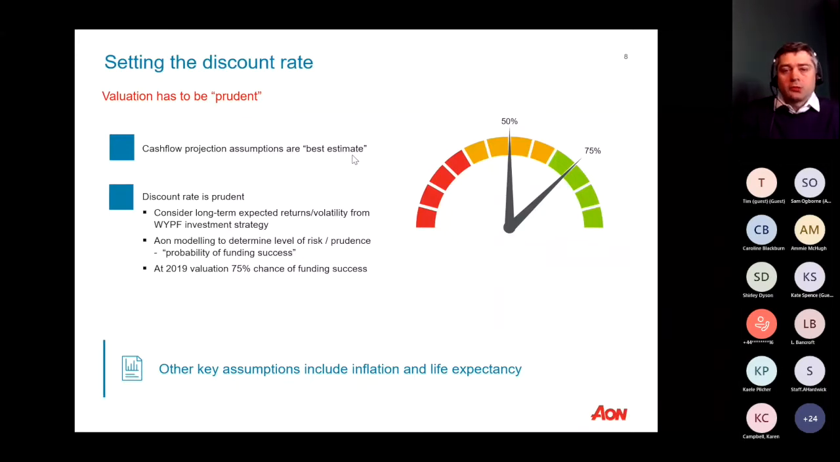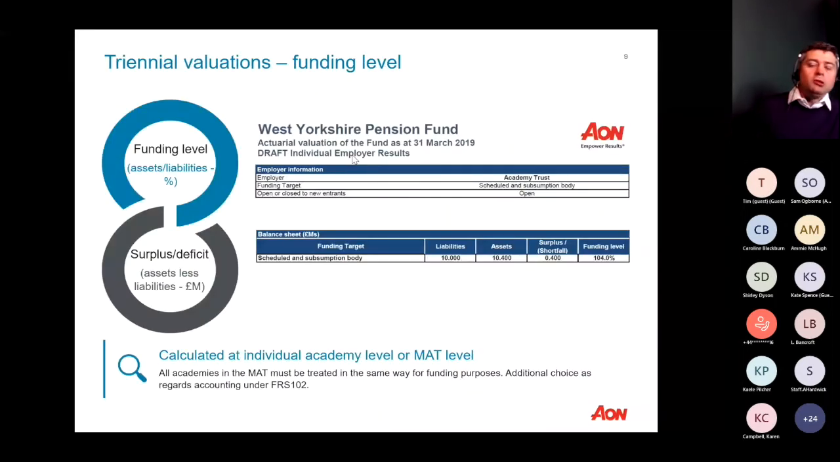All other assumptions, which I've mentioned before, the pension increase, the salary, and the demographic assumptions, are best estimate, so they have a 50-50 chance of being borne out in practice. Let's move on to discuss some key results of the 2019 valuation and how they've been presented.